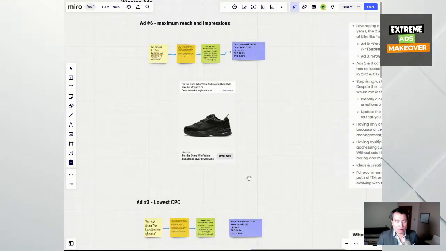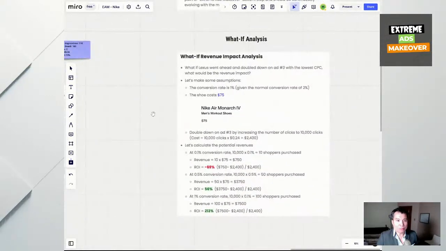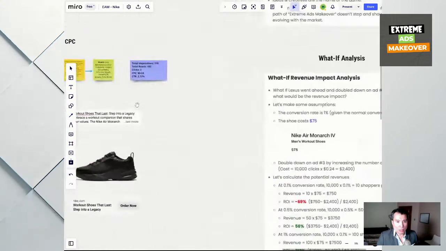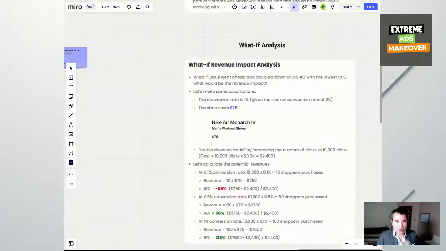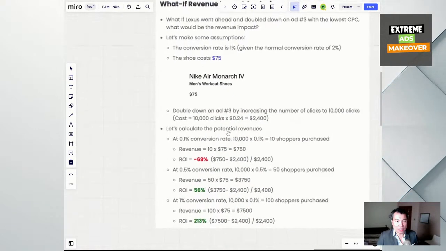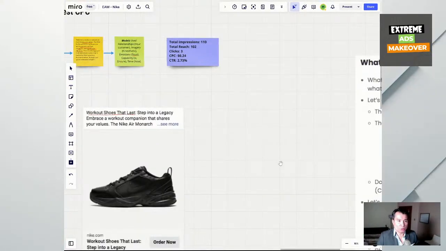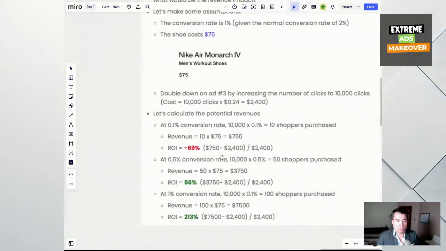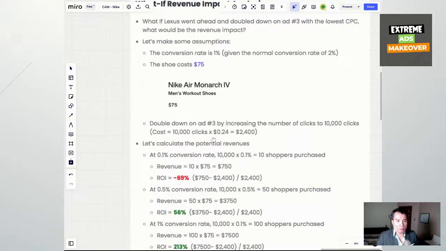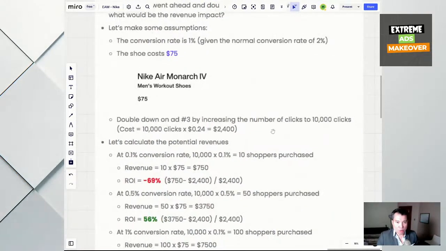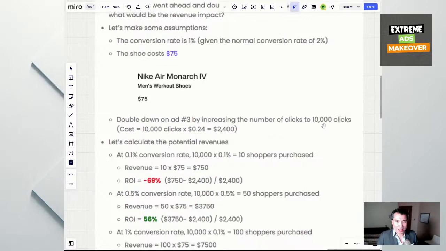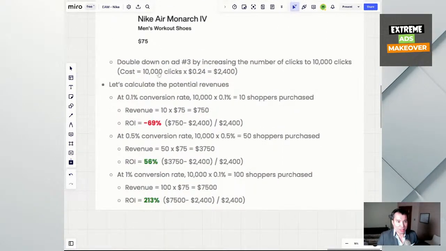But let's see the what-if analysis of the revenue impact. So what if Nike went ahead and doubled down on ad number 3? We assume the cost of the Nike Airs is $75, and the cost per click for ad number 3 is only 24 cents. So what if we double down on ad number 3 by pouring more resources in to increase the number of clicks to 10,000 clicks? Then you multiply 10,000 by 24 cents. That's going to be $2,400.